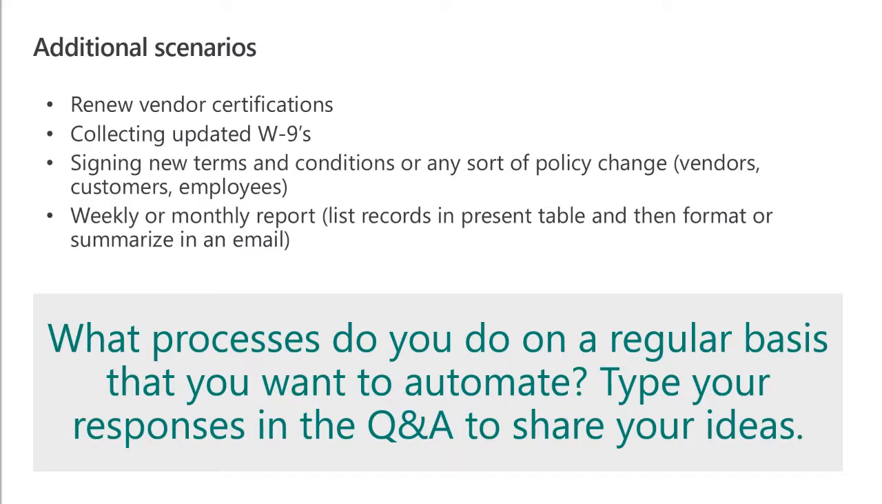Some other examples is like renewing vendor certifications. A lot of industries require their vendors to maintain certificates, and they might have expiration dates. So you could automate the process of reminding those vendors to do that. Collecting updated W-9s. So, we need to get those new W-9s on a regular basis from our vendors. So sending out those emails and giving them a mechanism to send those back to us, and then attaching them into the system automatically. Signing new terms and conditions is another fantastic example, or any kind of policy change. And this could be related to vendors or customers or even your employees internally from an HR perspective. You might also have a weekly or monthly report where you want to list the records present in a table, and then format or summarize those details into an email. So again, I encourage you to put some ideas or processes that you would like to automate.